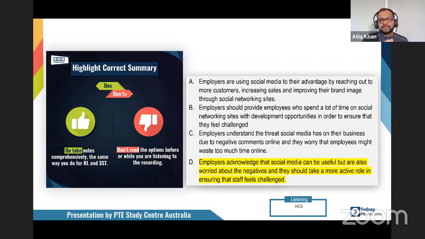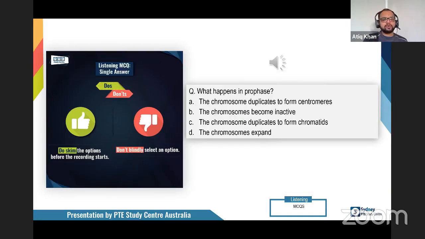Okay, excellent. We move forward, Ali, to the next topic, which is multiple choice, select single answer. For this question type, it is the same sort of concepts that we've discussed for multiple choice, select multiple answers. However, in this case, as there are no negative markings, we would just simply select one option. So quickly, what we must do is skim through the options before the recording starts, including the question.